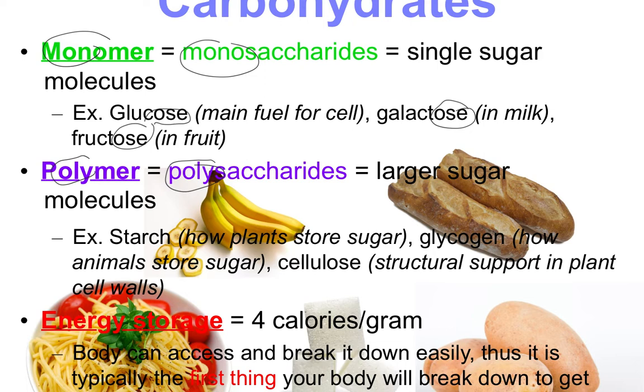Now, how we get energy out of those starches is we get 4 calories per gram. A calorie is a measurement of heat, also a measurement of energy, and for every gram of it that we eat, we get 4 calories of the carbohydrate. So your body can access and break down carbohydrates really easily. Thus, it is usually the first thing that your body will turn into energy and quickly use. Because your body can break down carbohydrates rather quickly, it's its first pick when it needs energy.